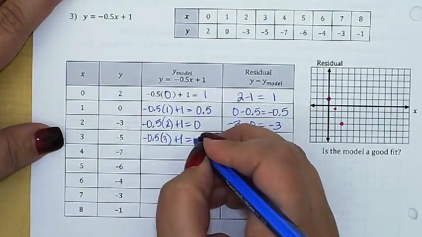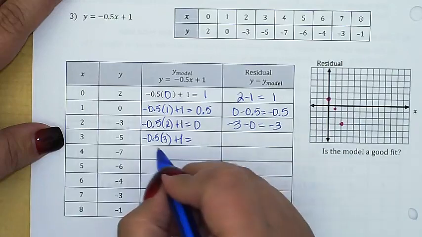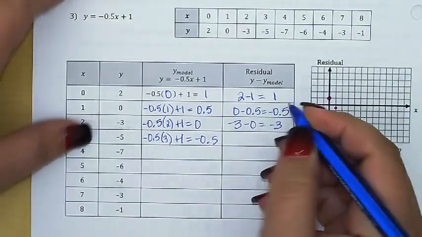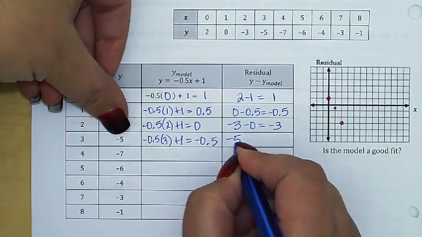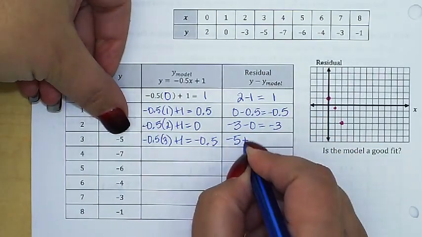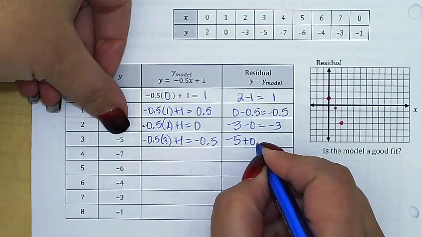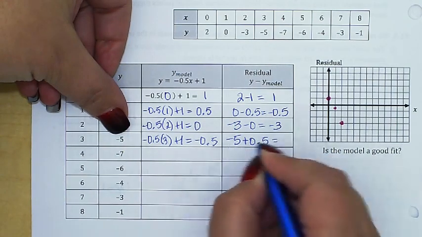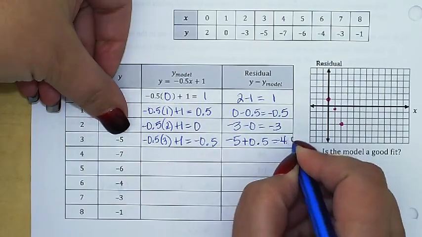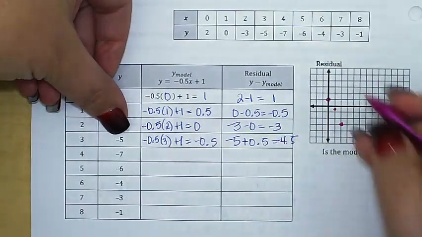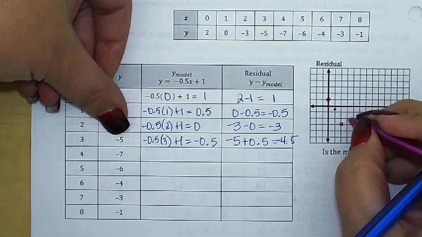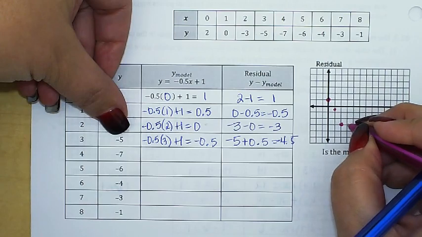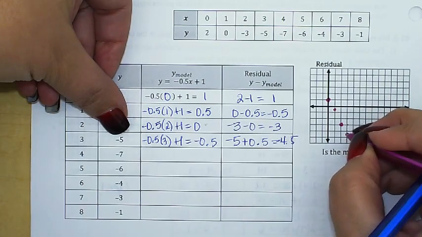When I do this here, I'm going to get a negative 1, that's a negative 1/2. And so I'm going to do this actual minus that negative becomes a positive. And so that's negative 4.5. So the residual at x equals 3 is 1, 2, 3, 4.5. So 1, 2, 3, 4.5 right here. Okay.